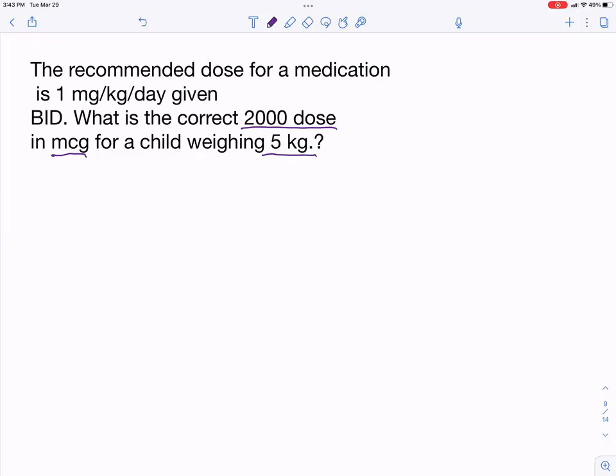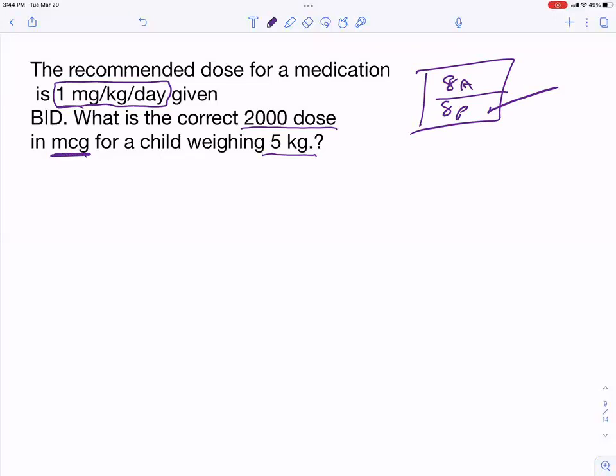So let's break this down. What is my given? My given is 1 milligram per kilogram per day. But it's asking me, what is the correct dose at this specific time. So this patient is getting it twice a day. I just want to share this with you. If somebody in a hospital is receiving a dose twice a day, they're probably going to get it at 8 a.m. and then 8 p.m. They'll get 2 different doses equal times apart. But they want to know what you're going to give for this specific time, one of these specific times. But they're also asking you for in micrograms.